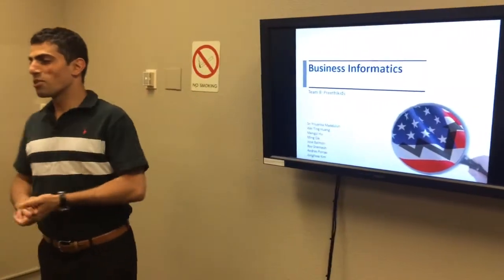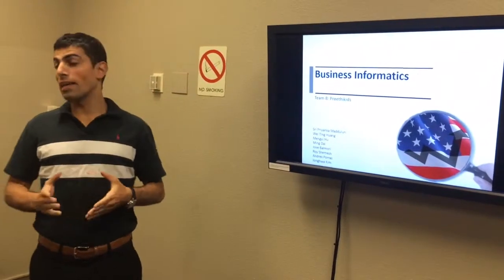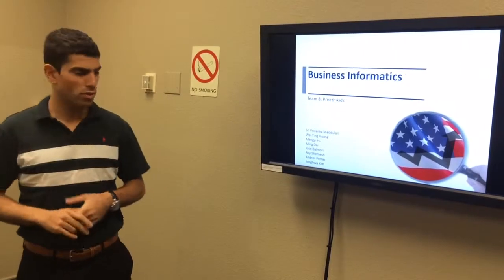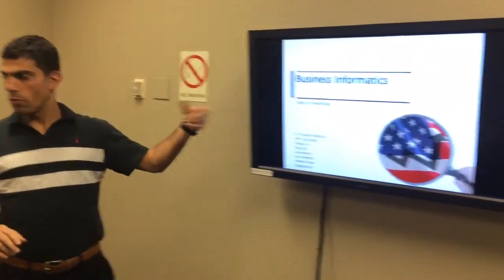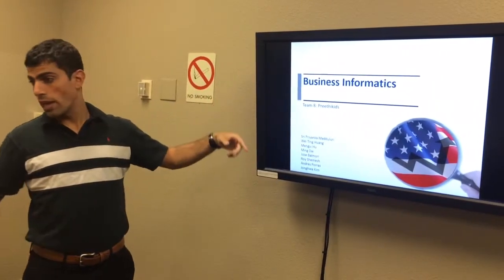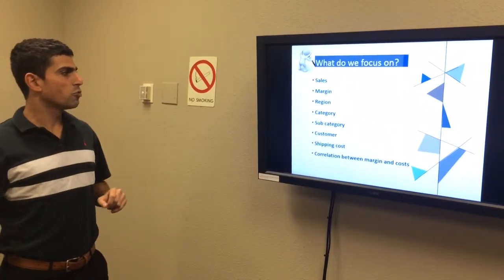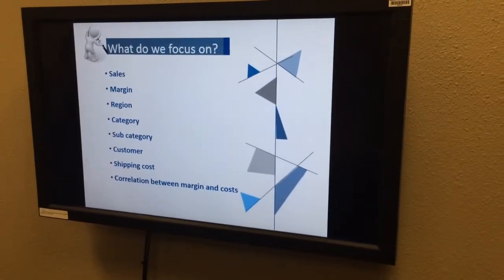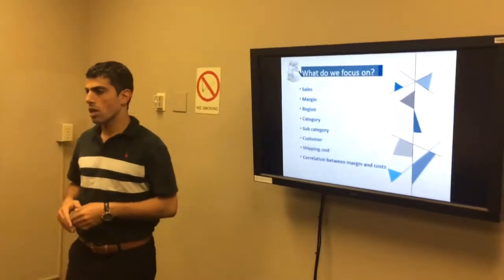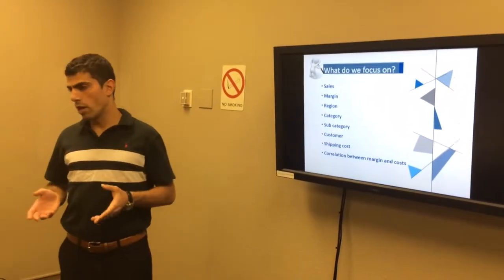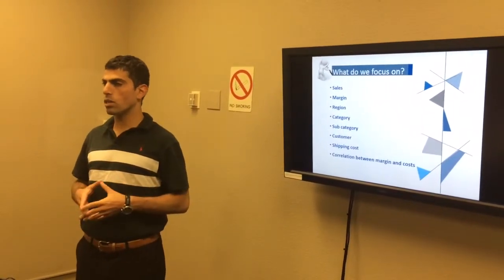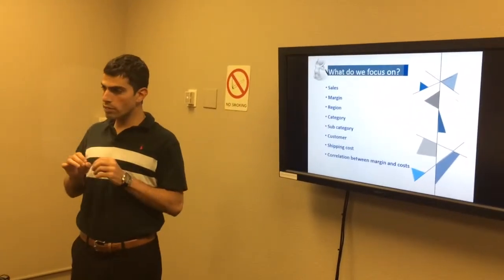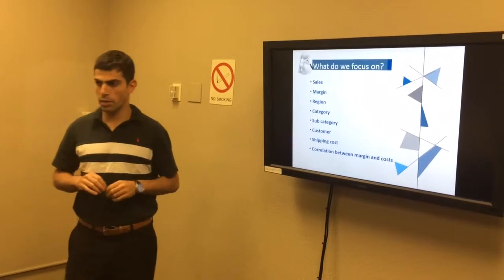So we chose Superstore as our database. What we're going to focus on today is sales, margin, region, category, subcategory, customer, shipping costs, and finally the correlation between margin and cost. We want to tell you a story today. As consultants and MBA students, we want to create value for the company. So we want to increase the profitability of the company.